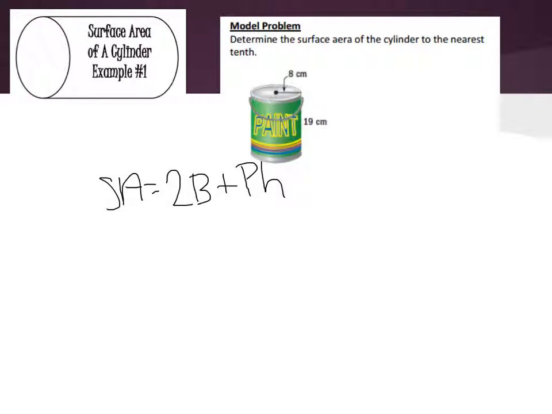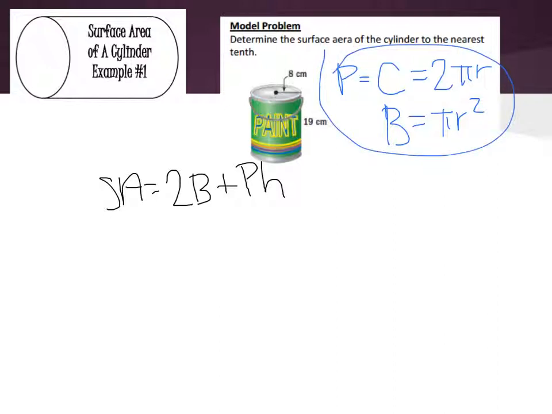Now there's a special word for perimeter of a cylinder. Remember that the perimeter of a circle, the distance around a circle, is called circumference, and circumference is equal to 2 times pi times the radius. And remember that the base for a cylinder is a circle, and the area of a circle is pi radius squared. So we're going to take this information and plug it in to our formula.